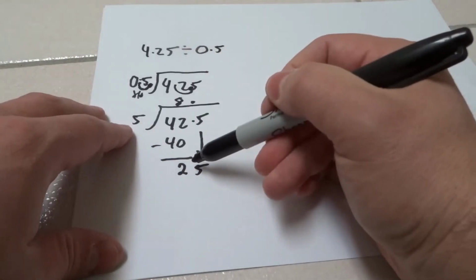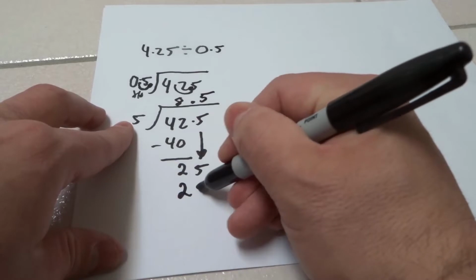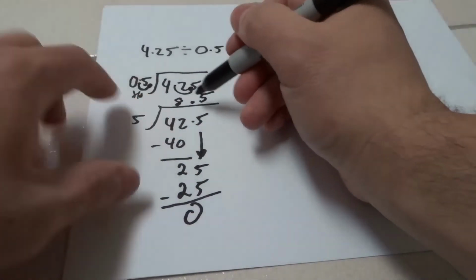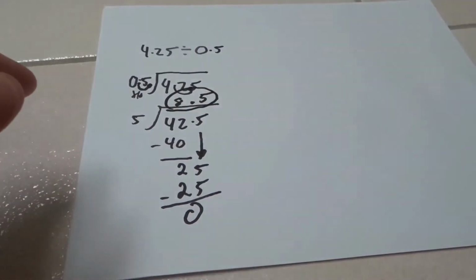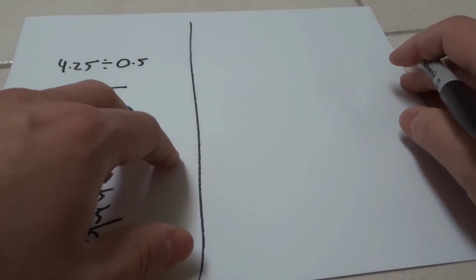Can 5 go into 25? Yes, it can. 5 times 5 is 25. Subtracted, we have 0 right there. Our answer is 8.5. Okay? We're going to do another example over here. Let's just draw a line down the middle. Let's go over another example.